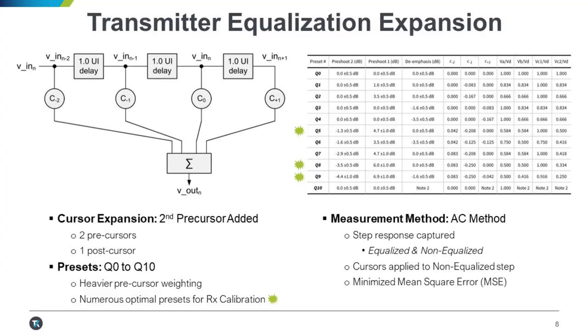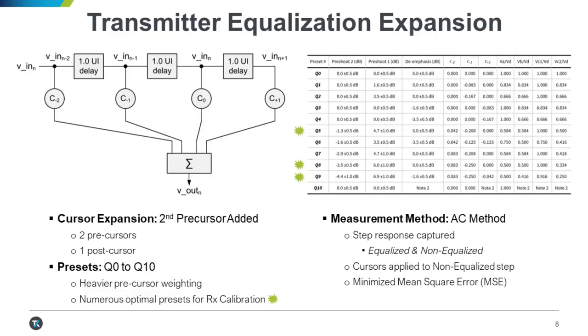Also, a new measurement methodology was introduced starting in the Gen 5 timeframe. It is commonly referred to as the AC method. I also hear it called the step response based method. And it's believed to address some of the gaps with the previous VB method, where we were just looking at ratios of a low frequency type portion of the waveform.